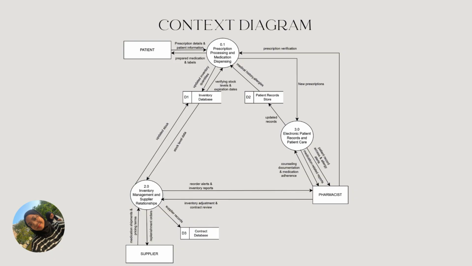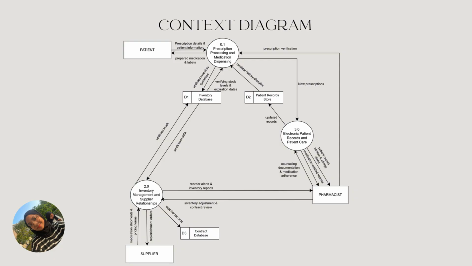Next is process 2.0, inventory management and supplier relationship. This manages back-end supply chains. It constantly streams stock level data from data store D1. If a shortage is detected, it sends reorder alerts and inventory reports to the pharmacist. Pharmacists can make inventory adjustments and contract reviews directly into this process.